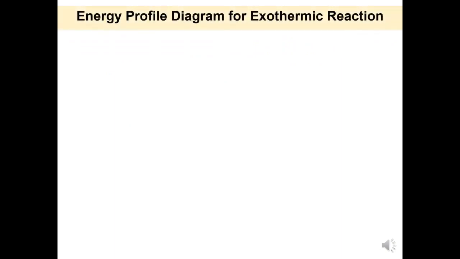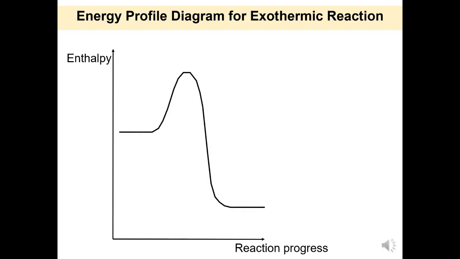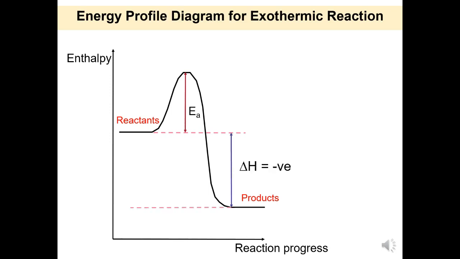Energy profile diagram for exothermic reactions. The y-axis is enthalpy, the x-axis is reaction progress. For exothermic reactions, delta H is negative, which means the enthalpy of reactants is higher than the enthalpy of products. The difference from reactants to the peak is Ea, the activation energy, and the difference between reactants and products is the enthalpy, delta H.